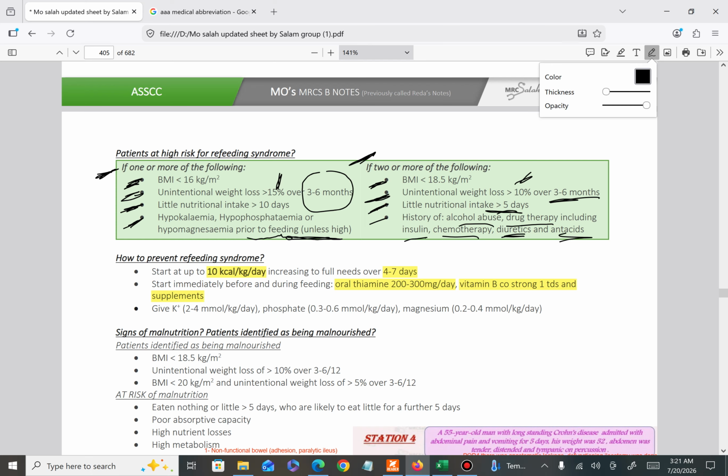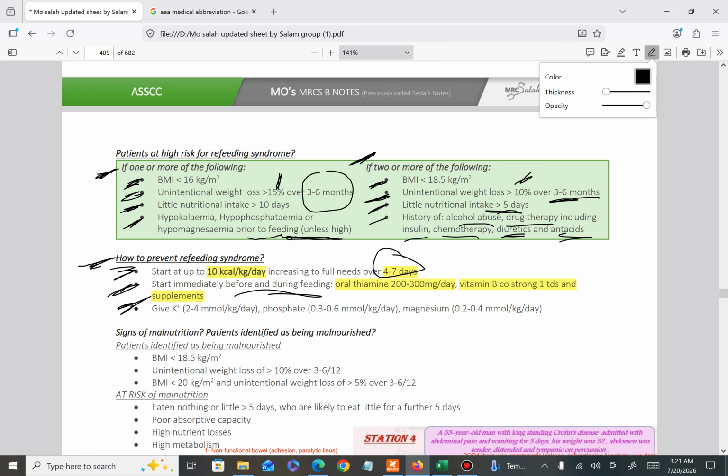So these are the criteria for the patient at high risk for refeeding syndrome. Then how to prevent refeeding syndrome? There are three methods which must be followed to prevent refeeding syndrome. The first is start at up to 10 kilocalories per kg per day, increasing to full needs over 4 to 7 days. Then the second method is start immediately before and during feeding.